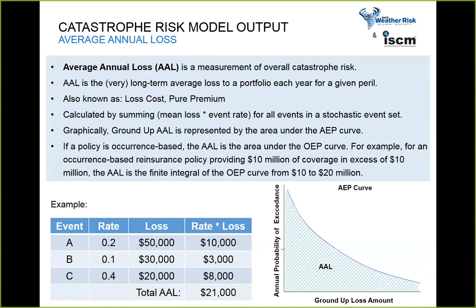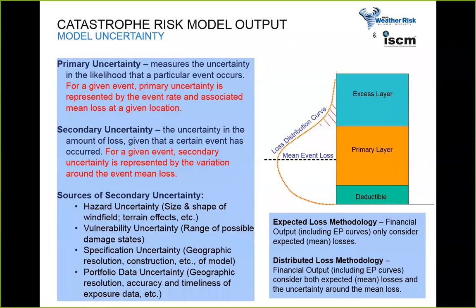So say we had an occurrence-based reinsurance policy providing $10 million of coverage in excess of $10 million. So the policy attaches at $10 million of loss and covers the next $10 million up to $20 million. So the AAL for this policy for tropical cyclone would just be the finite integral of the OEP curve from 10 million to 20 million. So if you just remember your basic calculus, that's how you come up with the metric. And down here in the lower left is just a quick example of AAL. I think you guys will figure that out.